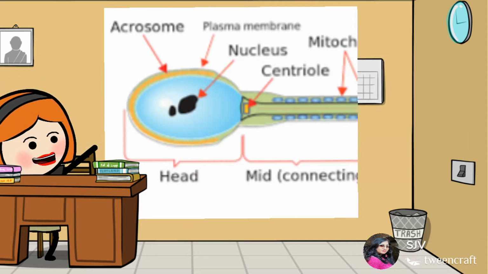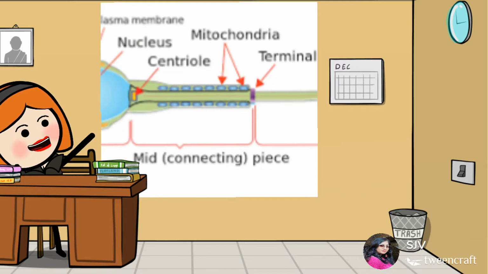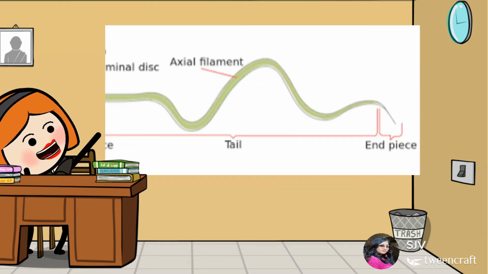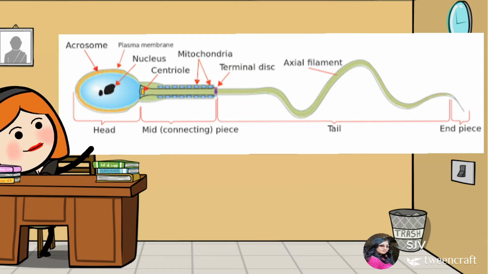The first part is the head. Following the head, there is a small depression which at times is not distinct. It is the neck region. The third part is the middle piece. And the fourth part is the end piece or the tail region of the sperm. So these are the four parts of the human sperm.